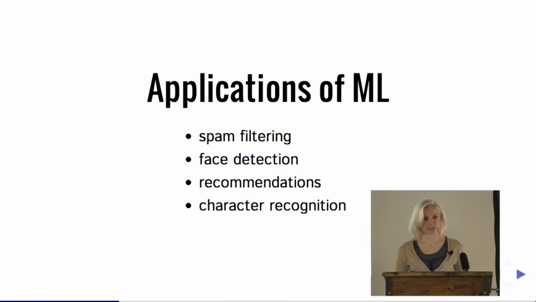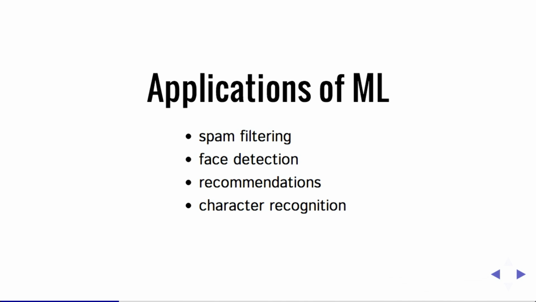I like to think of machine learning as a collection of algorithms. And these algorithms are used to solve problems that people have been really good at solving, but programs have been pretty bad at automating in the past. So examples of this are spam filtering, so your email deciding whether or not something's spam, so you don't have to see it. Face detection, recommendations like Netflix and Amazon do. Character recognition, so digitizing books. So those are just some of the applications.